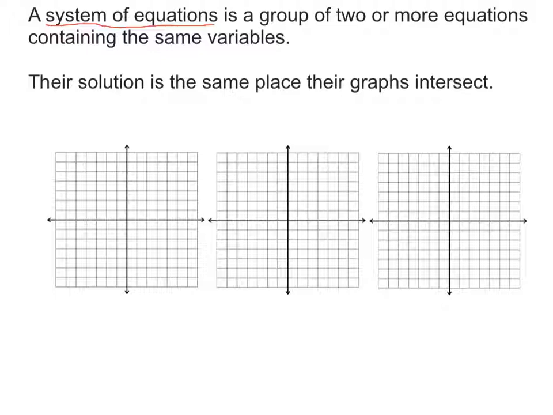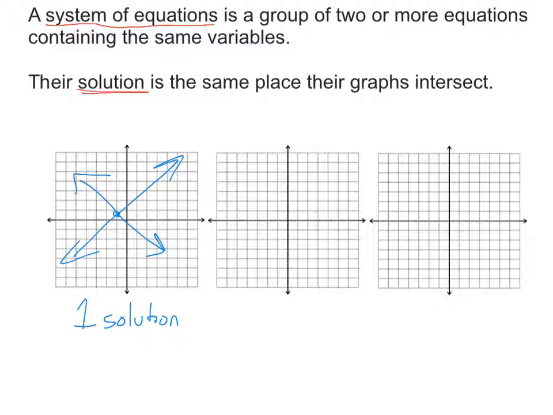Okay, so the solution for these systems of equations is wherever their graphs will intersect. So we have a couple options. If I draw my lines, here's one line and here's another. If they intersect just like normal, that right there would be their solution. This is what it looks like when it has one solution.